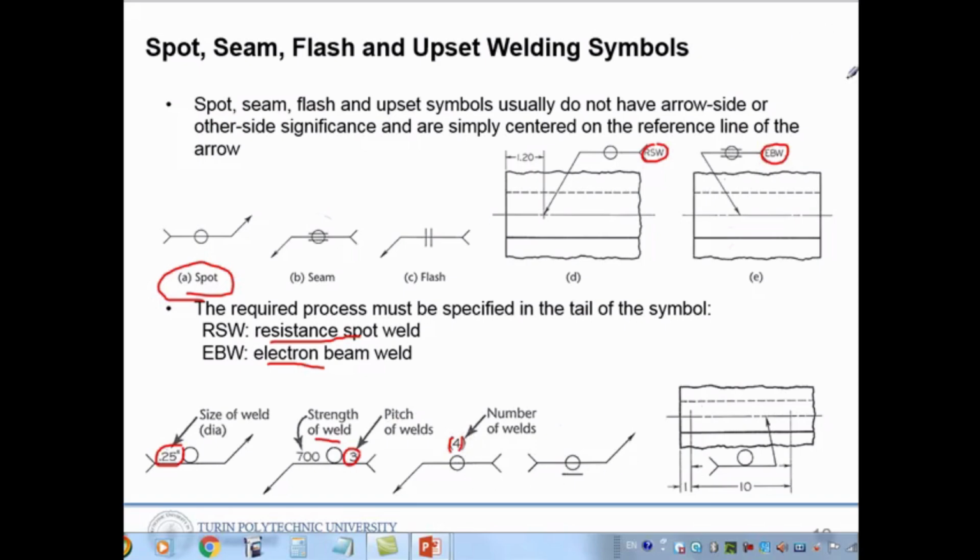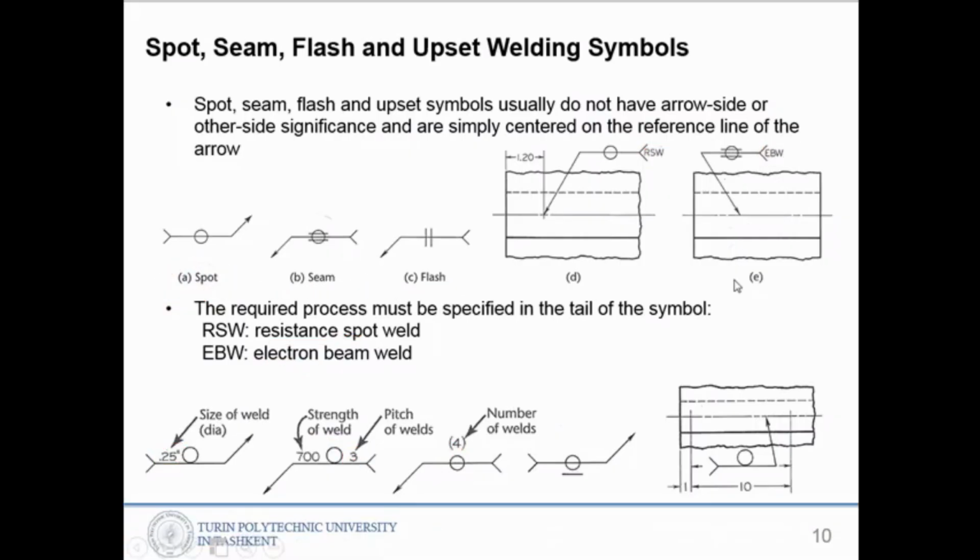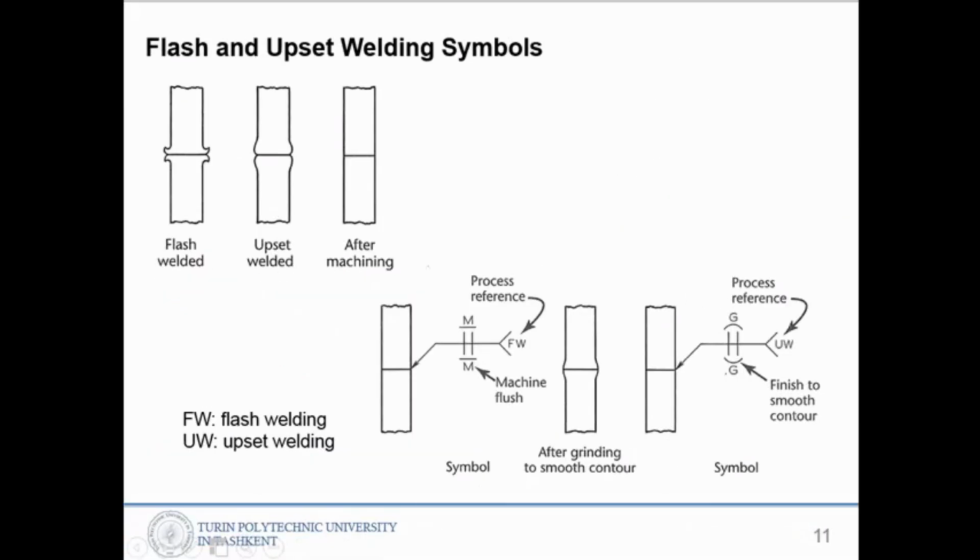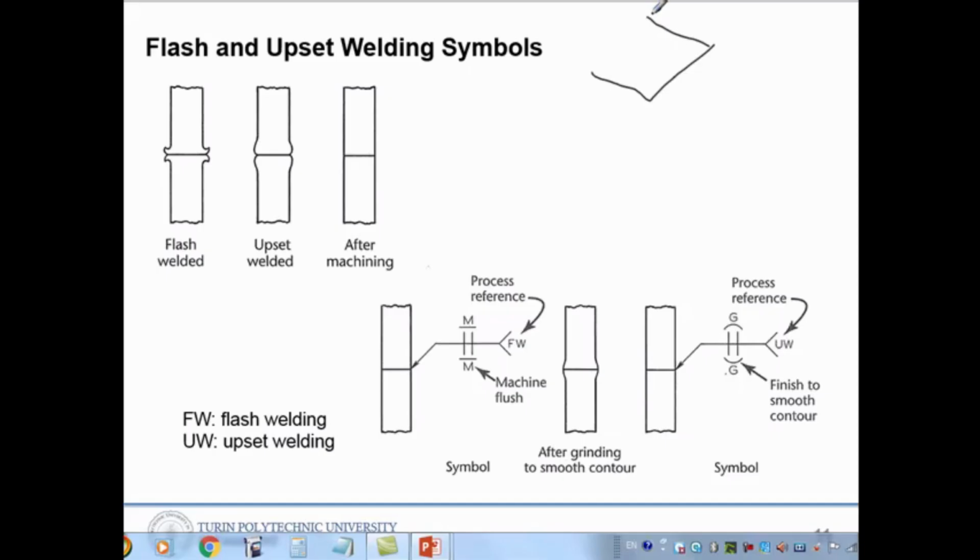Okay, so let's see what spot welding, seam welding, and flash welding are. Here, spot welding is if you have plates, like this lap joint, and we are welding the spots. Only the points are welded here. That is a spot welding.